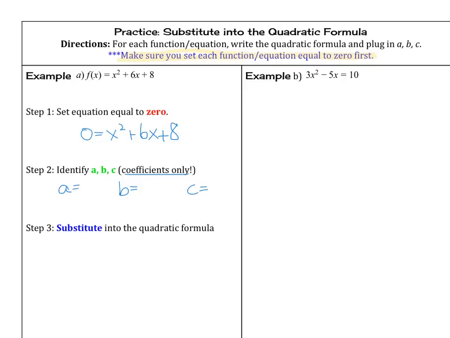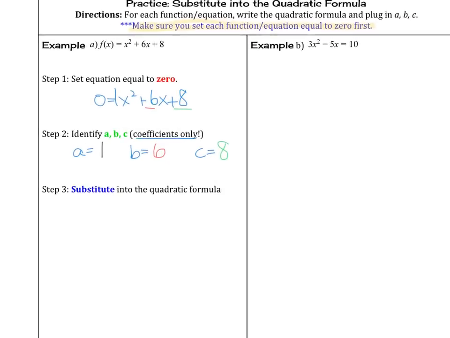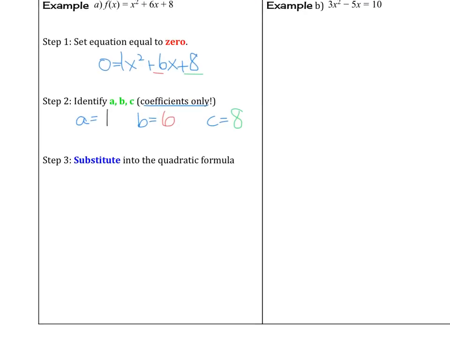We're only looking at the coefficients. So a is in front of the x squared value. Remember that is a 1 in front, so a is positive 1. b is the number in front of just the x, so that is 6. And then 8, that is our c value. So let's write the quadratic formula first. x equals negative b plus or minus the square root of b squared minus 4ac all over 2a.